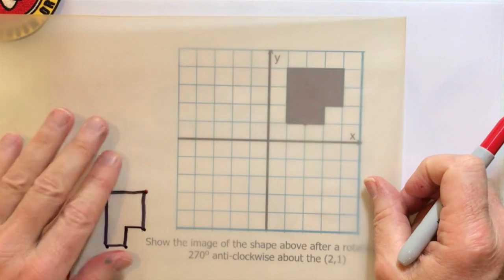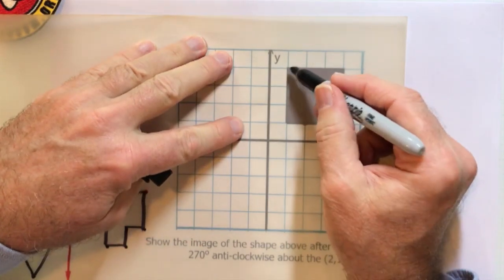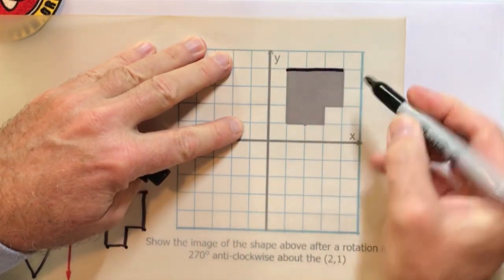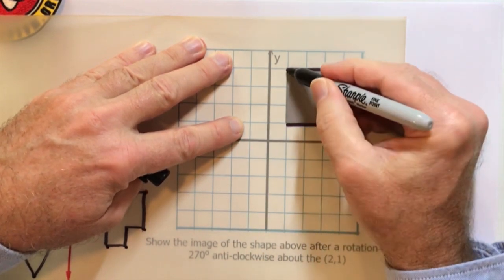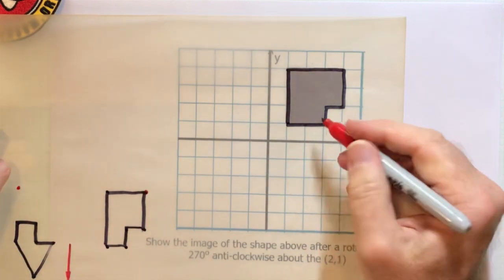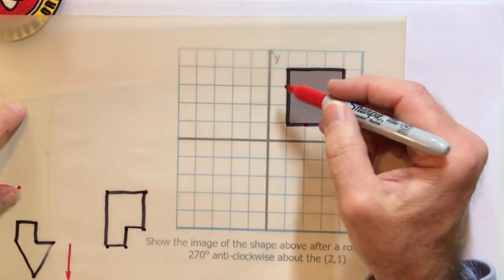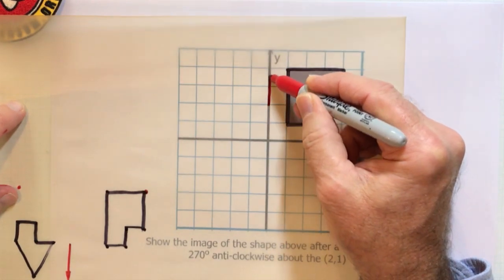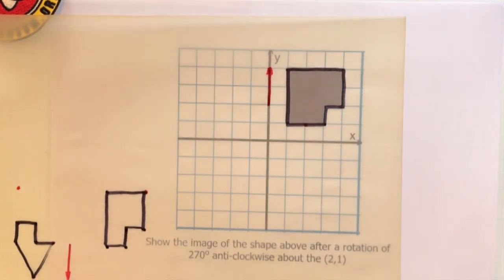Right, same procedure, tracing paper. Then I'll take my black pen and trace the shape. And then mark where the point of rotation is, 2, 1, it's right there. And then I'm going to draw a red arrow so that I know when I have done the amount of turn that I need to. So 270 degrees is a 3/4 turn anti-clockwise, that's that way round to the left.